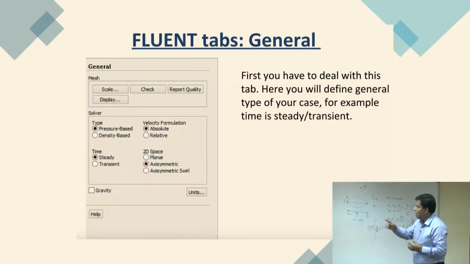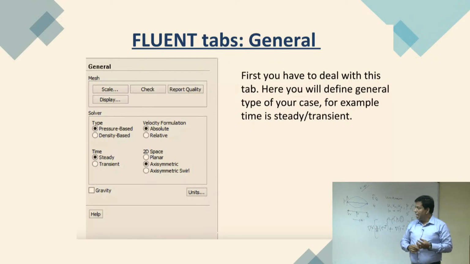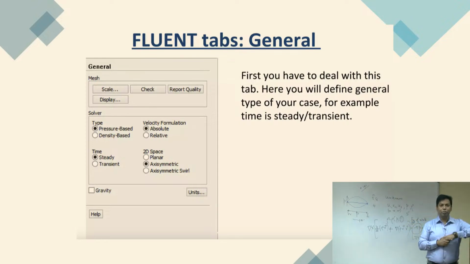And the 2D space: if you have a 2D problem, is it an axisymmetric case or planar case? You have to choose from here. And the gravity: do you need gravity or not? Is your problem related to gravity? For example, if you want to solve some natural convection.